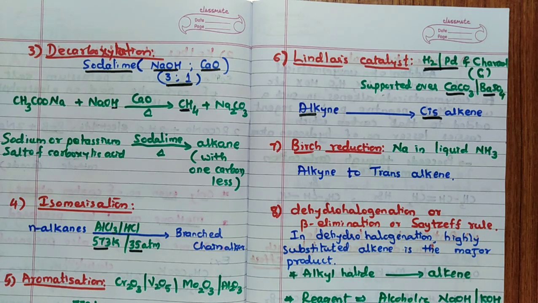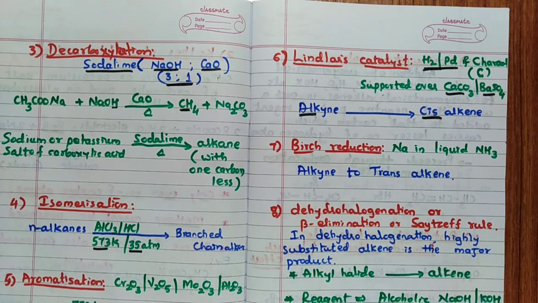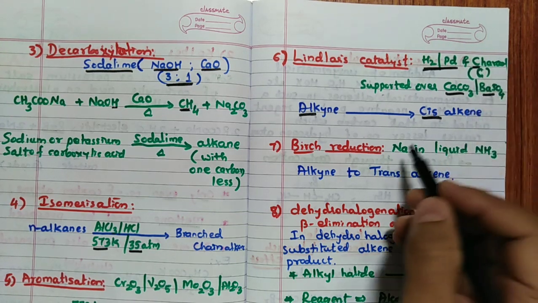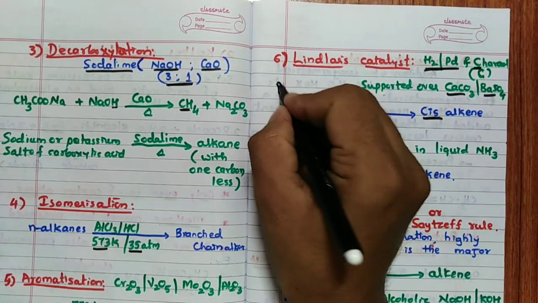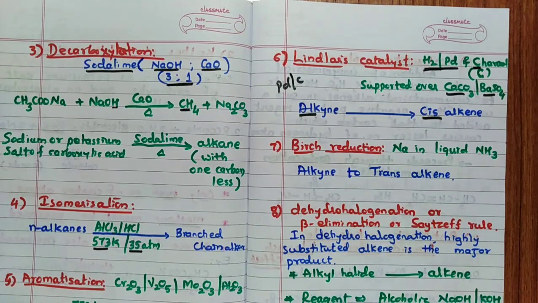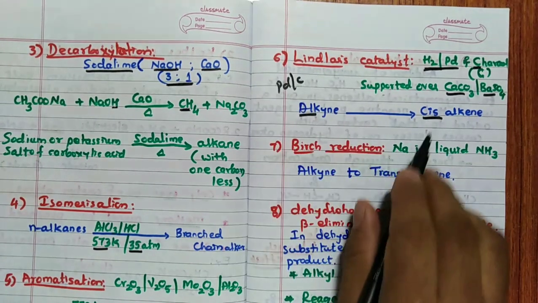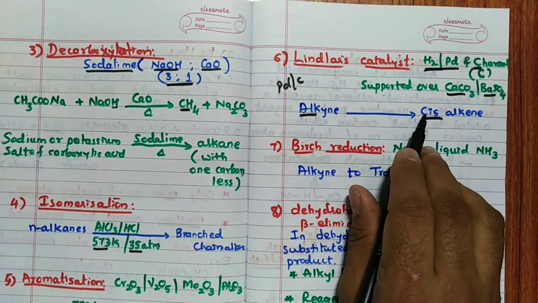So how can you remember this? Whatever method you can use, remember it like that. For example, I will remember it like this. My method you may not like, but it is like this. Here charcoal is there, here charcoal is not there, correct? Charcoal, C. Generally we write Pd/C, Lindlar's catalyst. C is there, cis alkene.